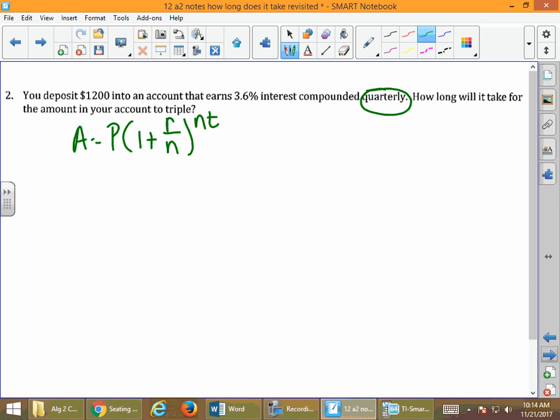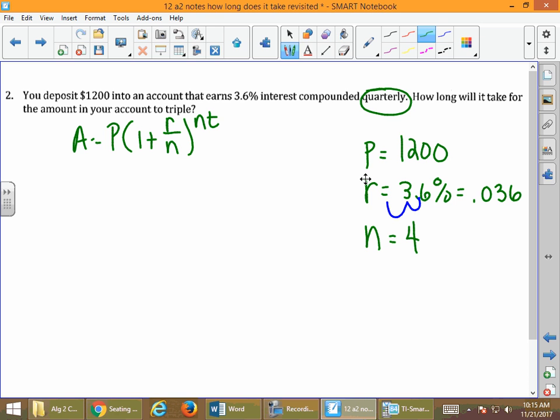So let's write down what we know. We know P, the 1,200, is how much we're going to invest. The next part says our rate is 3.6%, but how do we write 3.6% as a decimal? Well, we move our decimal 2 spaces to the left, so it's going to be 0.036. N comes from the quarterly. And quarterly means that interest is calculated 4 times per year.